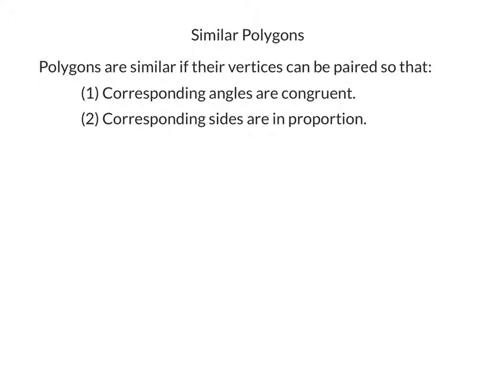One thing you have to remember when you're referring to similar polygons is their corresponding vertices must be listed in the same order. This is the same thing we had when we were talking about congruent triangles, that we had to have the corresponding vertices in the same order. Okay, the same holds true for similar polygons.